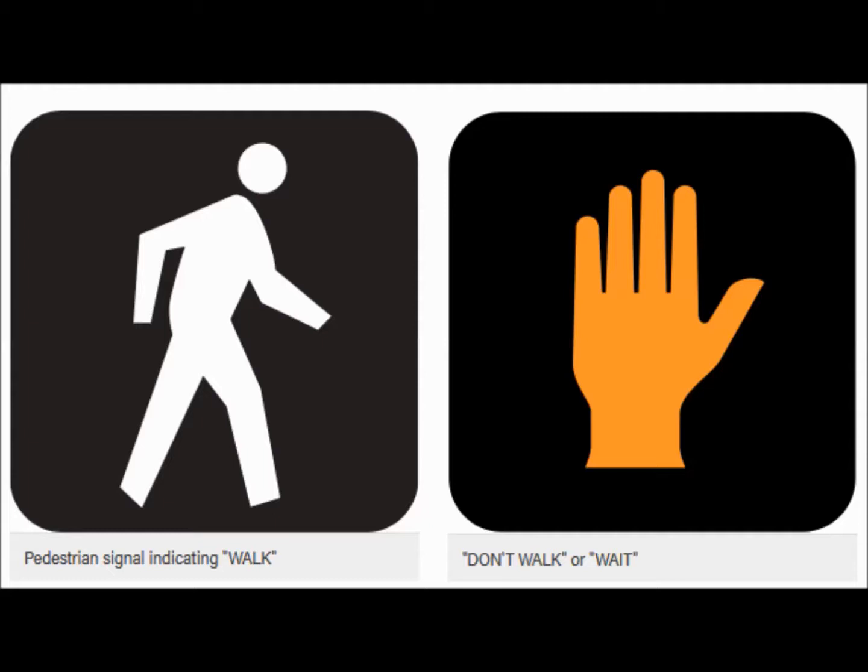Image description. A black box with a white figure. Image description. A black box with a white figure. Pedestrian signal indicating walk. Black box with an orange hand. Pedestrian signal indicating don't walk or wait.